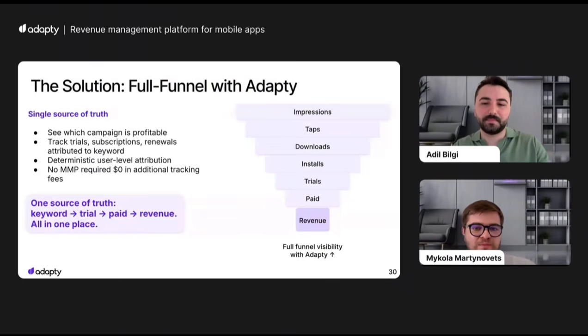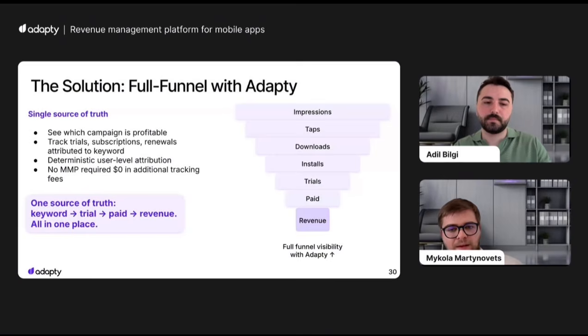Yeah, the solution for this is our Adapty full funnel analytics, because in Adapty we see not only downloads, we see the installs after downloads, the trials, paid revenue, and even LTV. In our dashboard, we receive deterministic user-level attribution directly from the Apple Ads services, and you can easily understand which keywords bring you $200 per week and which keywords bring you $20 per week. Then you can decide which keywords to scale and which to cut off. It's a completely different game.